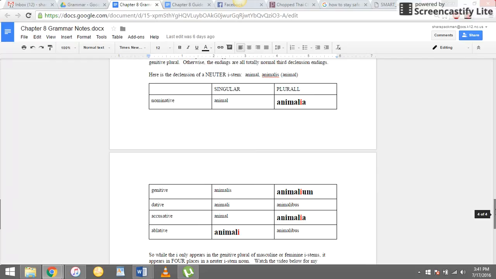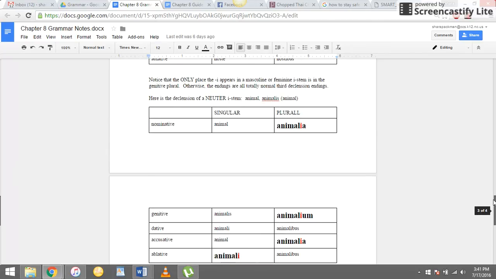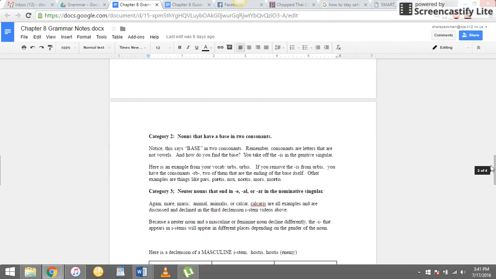So those are I-stems. The reason I'm going into such detail about them is because you're going to have a grammar project in Chapter 8 that you are going to have to complete on I-stems. So if you have any questions, please ask me.